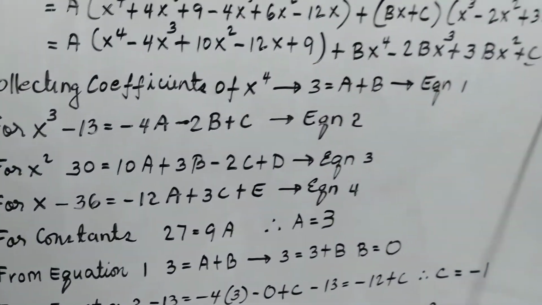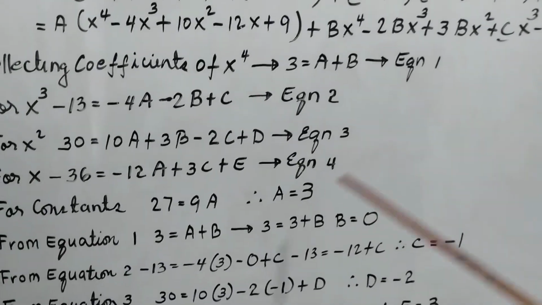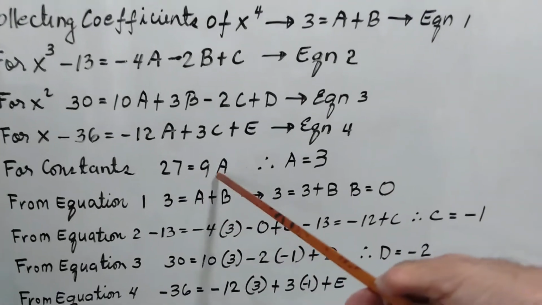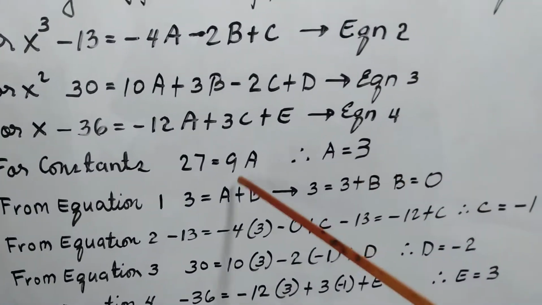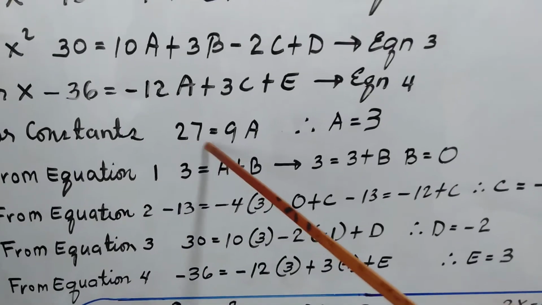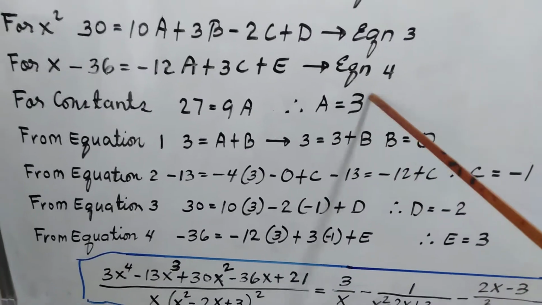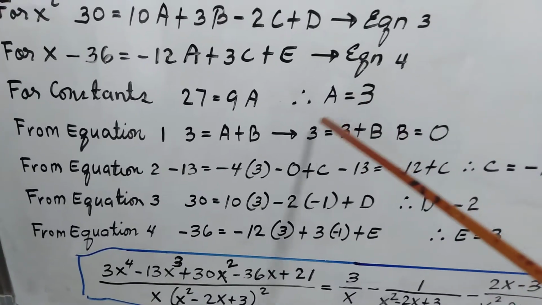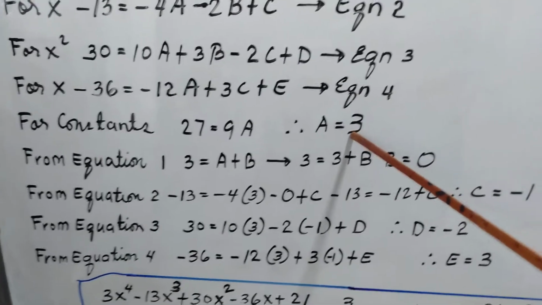There are no more constants for b, c, d, and e. So 27 is equal to 9a. Therefore, a is equal to 3. Now we divide both sides of the equation by 9, and we get a is equal to 3. After knowing this, we can substitute this value into the other equations, beginning with equation 1.